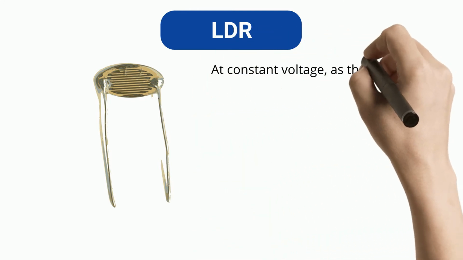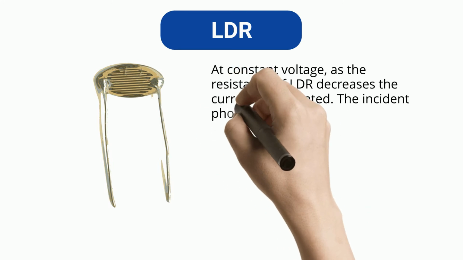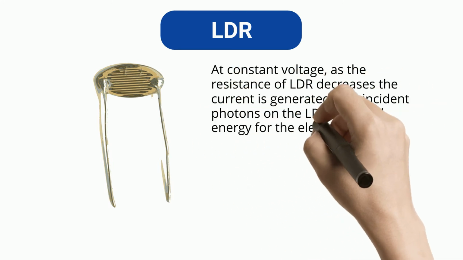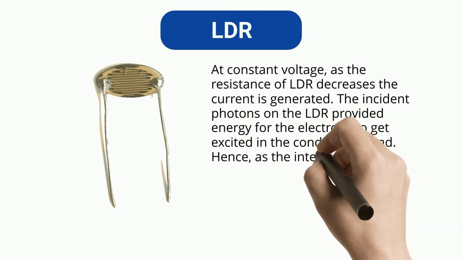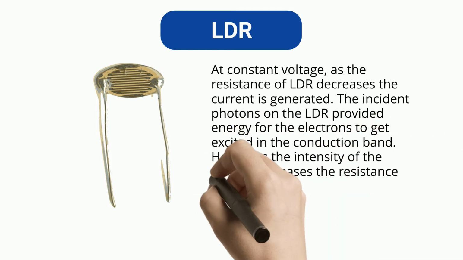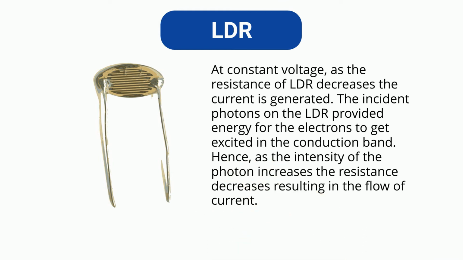At constant voltage, as the resistance of the LDR decreases, the current is generated. The incident photons on the LDR provide energy for the electrons to get excited in the conduction band. Hence, as the intensity of the photons increases, the resistance decreases, resulting in the flow of current.